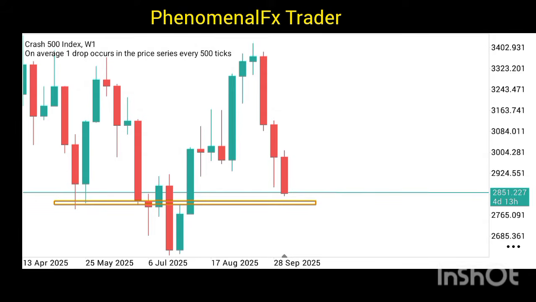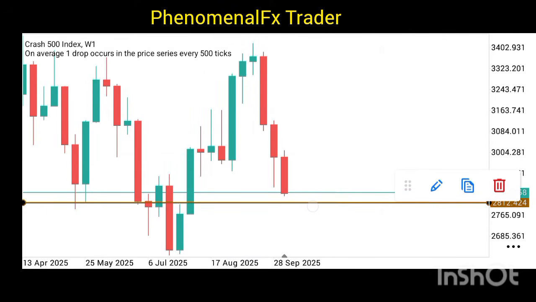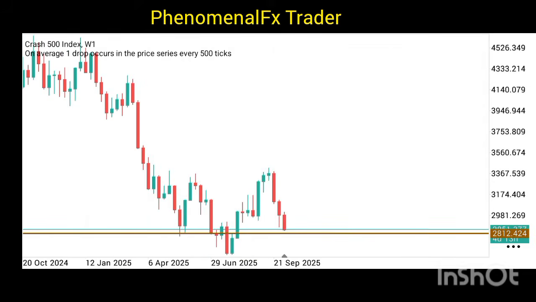Now, I'm going to remove this rectangle here, because as we go down the time frame, it's going to be too large. I can just use a horizontal line to mark out that level. Okay, that's fine. So now you can see the inverse head and shoulders pattern.